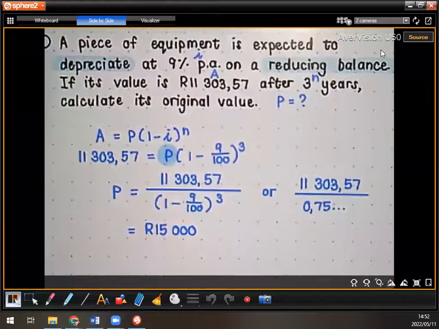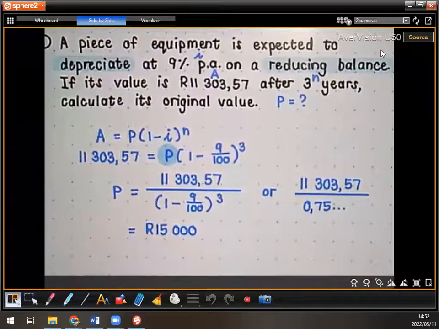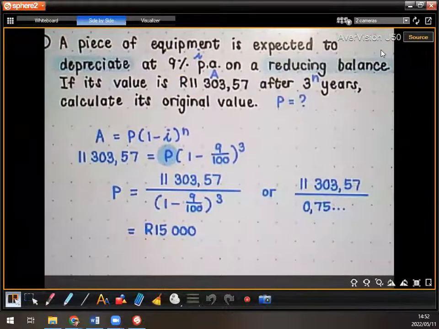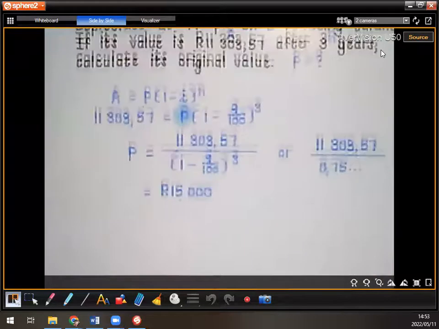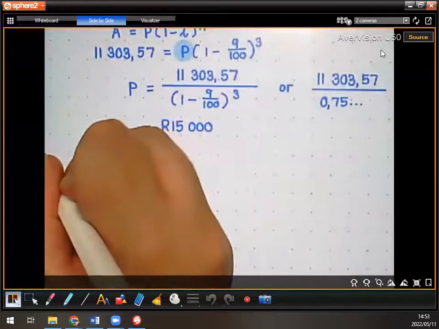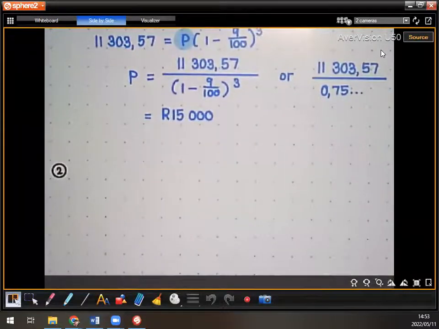Yeah, we're finding that one, guys. I'm just trying to see which one should I do. Okay, second question. We're going to quickly finish this one.